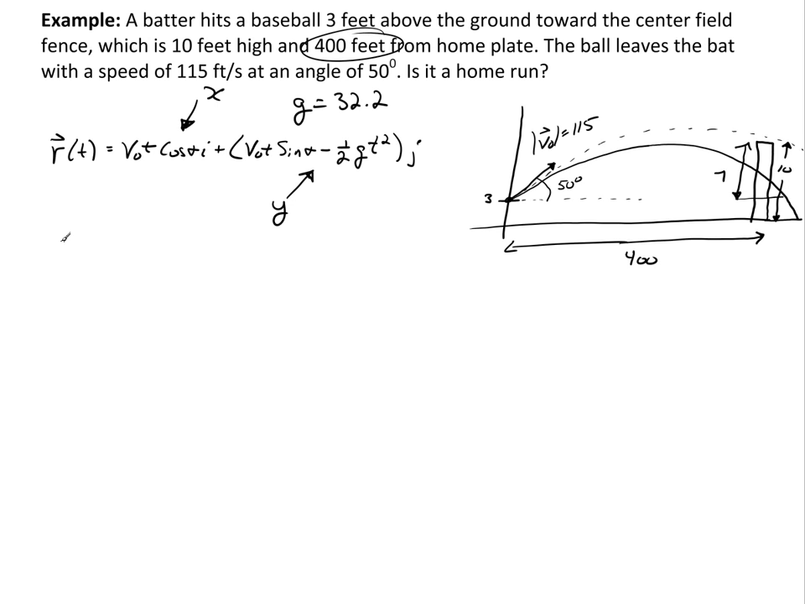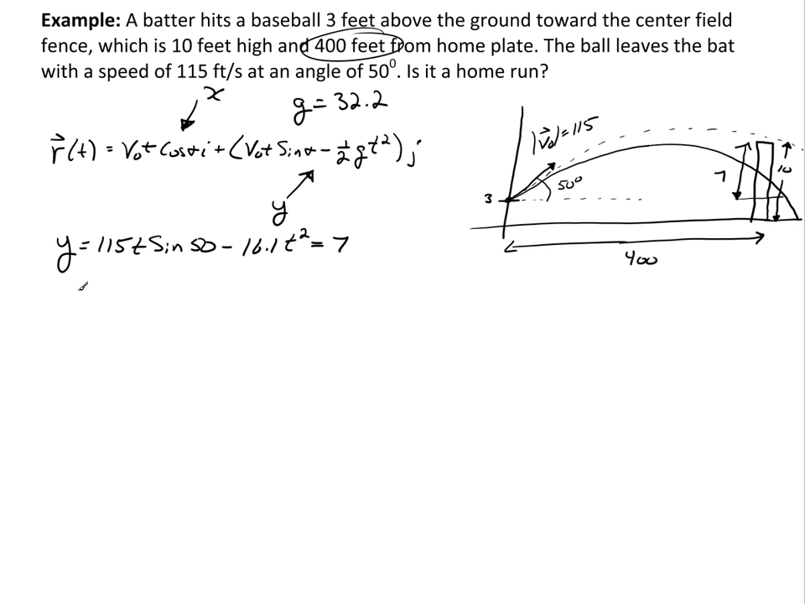So v naught is 115. So I know that y is equal to 115 t times sine of 50 minus 32.2 over 2. That's 16.1. That takes care of 1/2 g t squared. And of course, I'm going to take this and set all this equal to 7. Well, this is simply quadratic in t. This is now just an algebra problem.